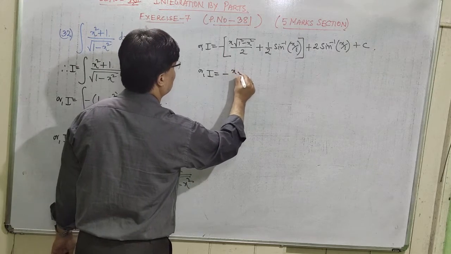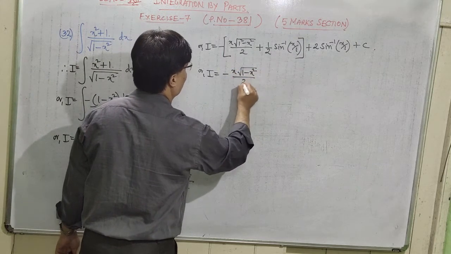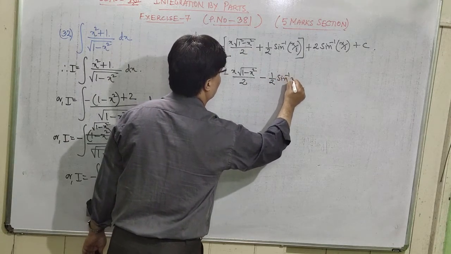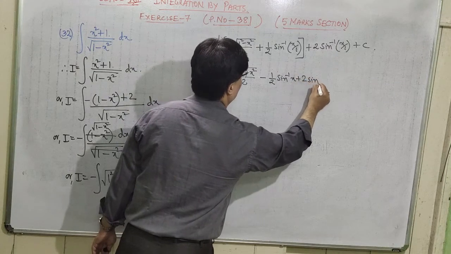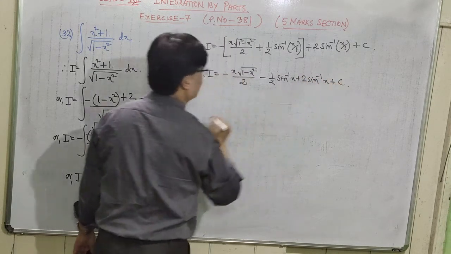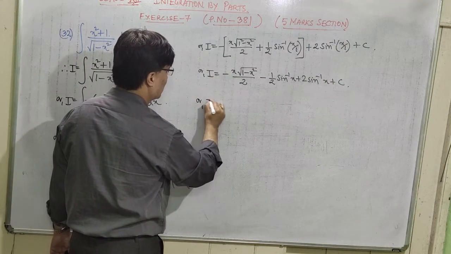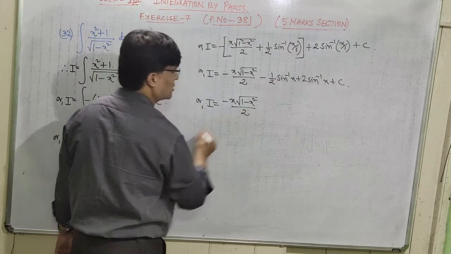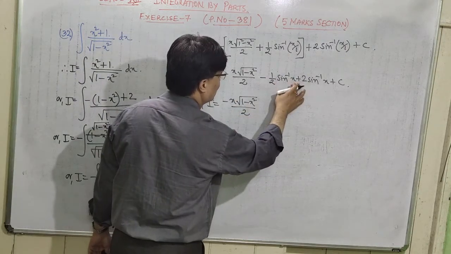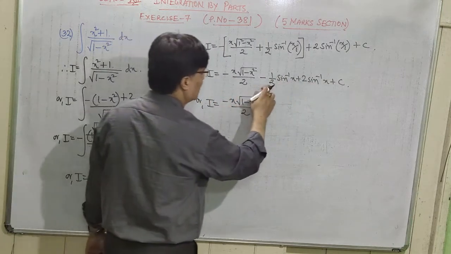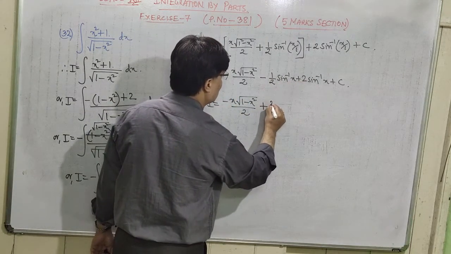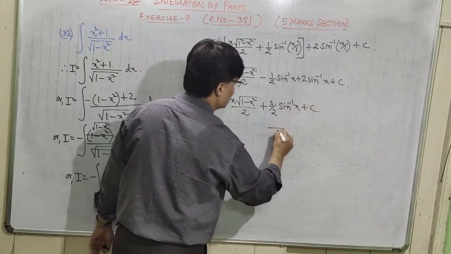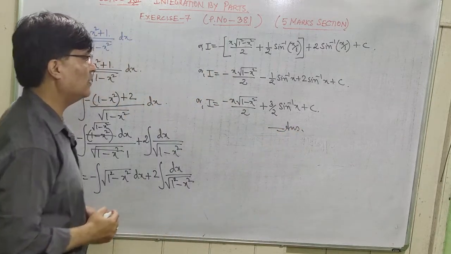This is minus x root over 1 minus x square by 2, plus minus half sine inverse x, plus 2 sine inverse x plus c, right? Or let us simplify it further. I is equal to minus x root over 1 minus x square by 2. Then this is minus and this is plus. These are similar terms. You can subtract them. 2 2s are 4, minus 1 is plus 3 by 2 sine inverse x plus c. So this is the final answer.